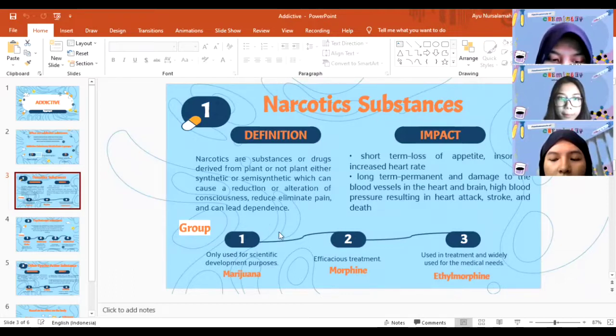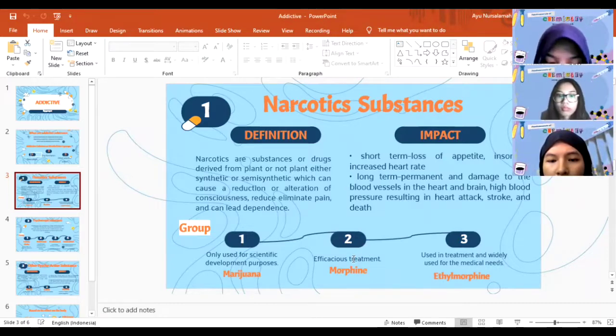Narcotics are also divided into three groups. First group, narcotics of group 1 are only used for the purpose of development of science and not used in therapy, as well as having a very high addictive potential. And the examples are marijuana, cocaine, and also opium.